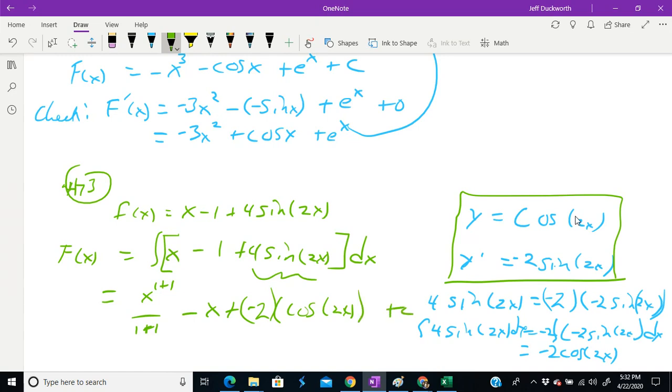All right, and one more cleanup, and this will be 1/2 x squared minus x minus 2 cosine of 2x. And we'll get into the substitution method at a later time, but that would have made this a little easier as well.